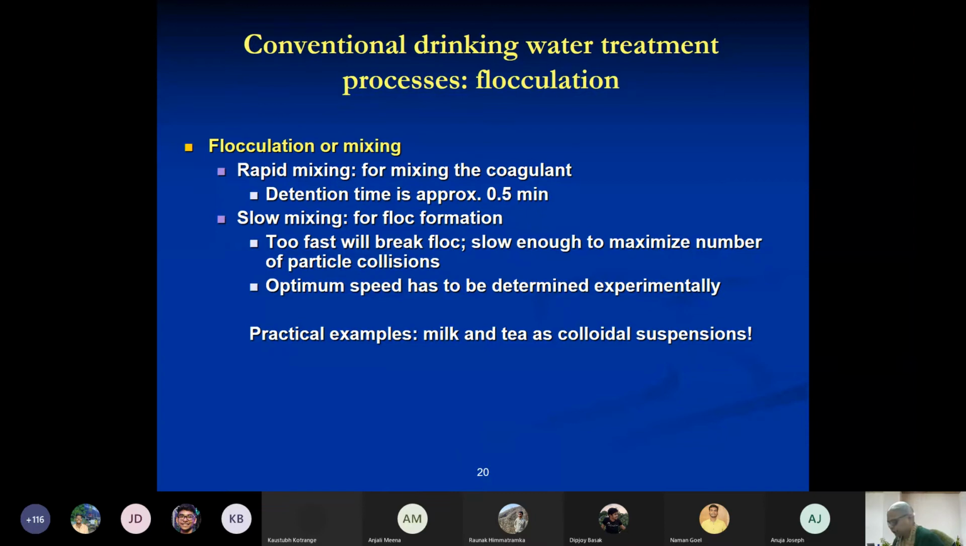Again, like I said, you can try it with milk or tea. These are simple experiments that you can do for yourself in the kitchen just to partly amuse yourself, and you can actually see it happening before your eyes. When you add lemon to warm milk and tea, you know what happens. They are both colloidal suspensions and you can see the particles. Remember what tea is. Tea is NOM.